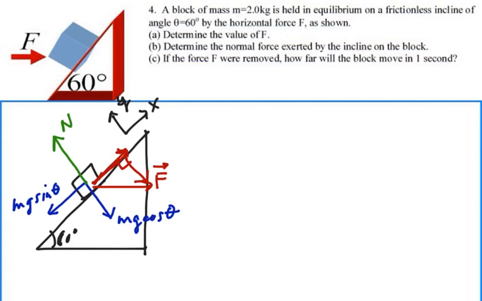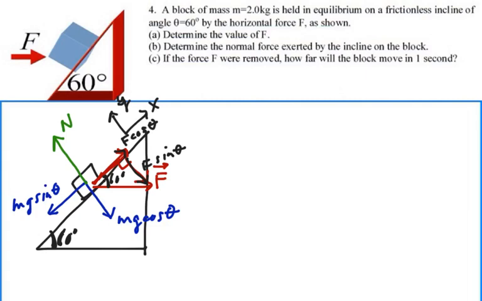Which one? Well, if I look at the geometry of this triangle, I know I have an angle theta right down here in the corner. And if I look at the same geometry, I'm going to have the same angle of 60 degrees right in this triangle right here. So truly, my component adjacent to that angle is going to be F cosine theta going up the incline, and my component going into the incline is going to be F sine theta.